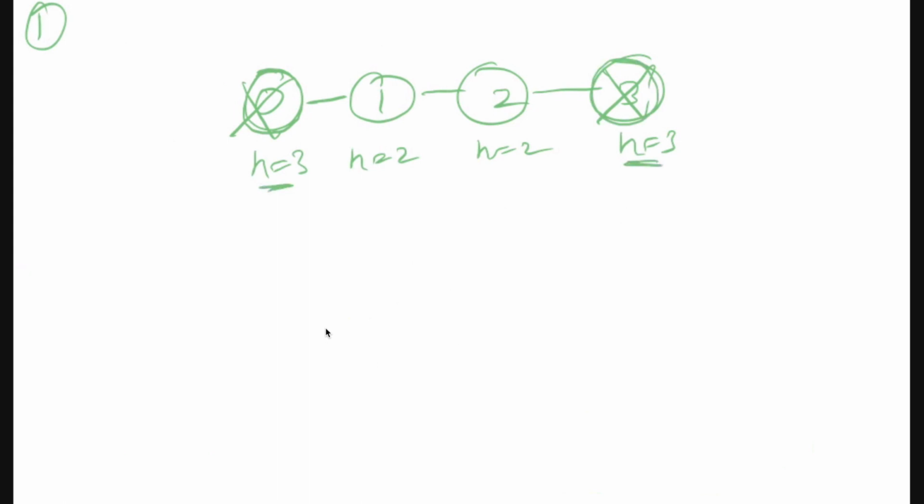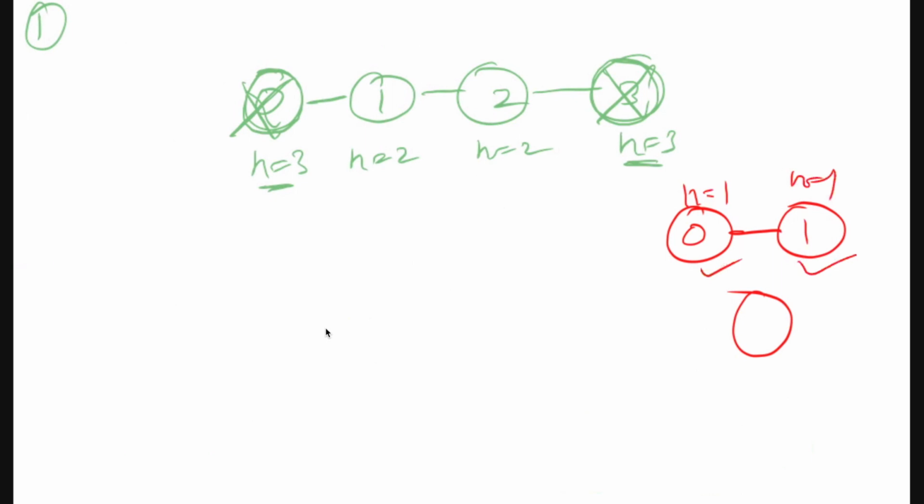So we can say that the leaves will never be in my answer, except in the cases when we just have 2 nodes or 1 node. In case we have just 2 nodes, both will have a height equal to 1, and 0 and 1 should be in my answer. In case we have n equal to 1 and we just have 0, then this should be my answer.